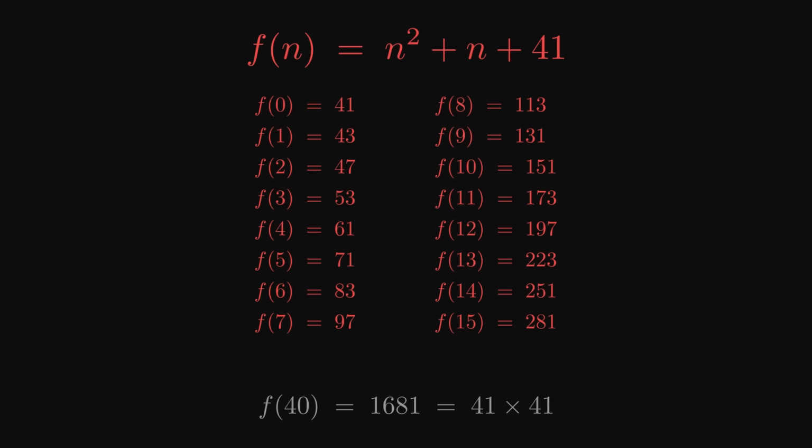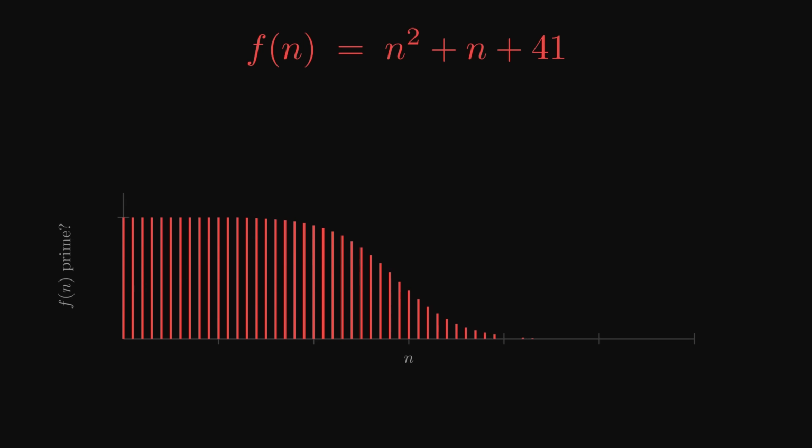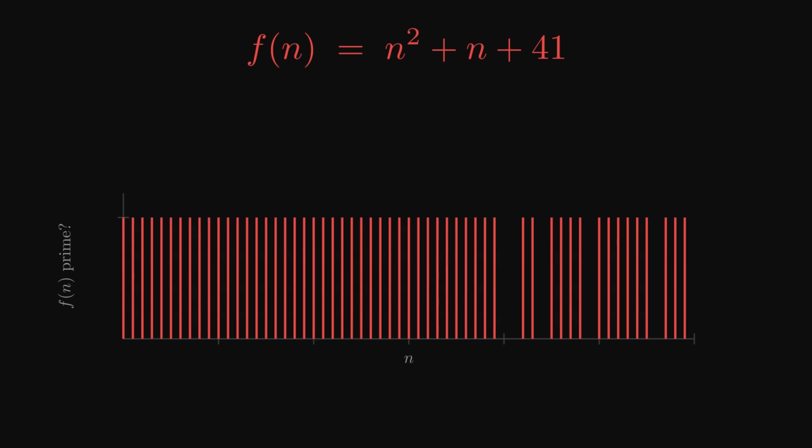In the Ulam spiral, Euler's polynomial appears as a particularly bright diagonal. Every prime it produces shows up as a marked cell on that line. The diagonal is unmistakable in the lower left quadrant. Why is 41 special? The answer involves deep number theory.